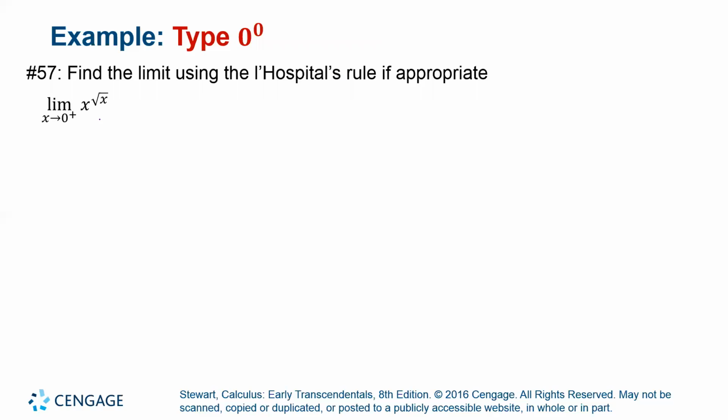Okay, so first, what do we do? Let y equal x raised to the square root of 4x. All right, and then we take the natural log of that. So we're going to take the natural log of this. So that is the natural log of what? y, which is going to be the square root of 4x times the natural log of x.